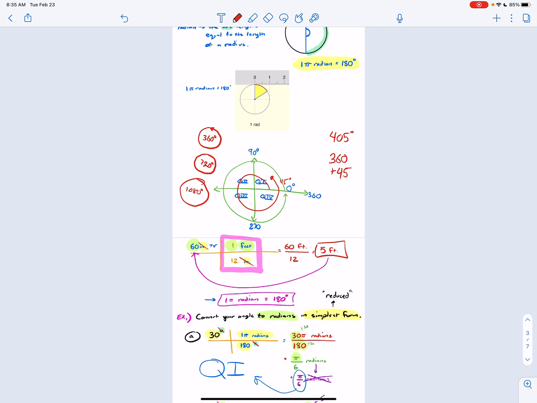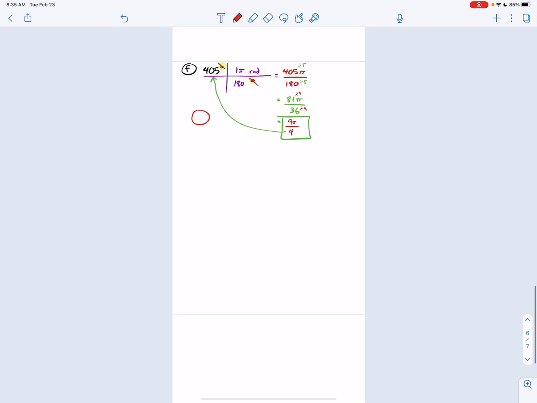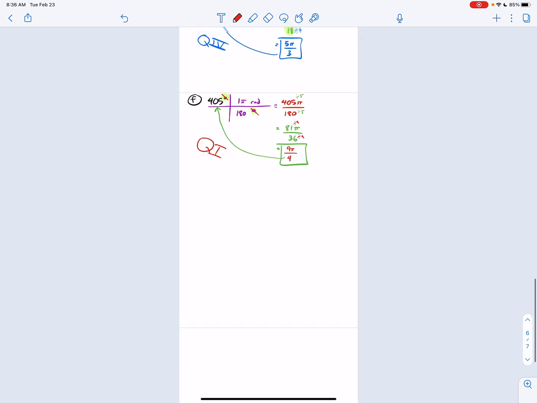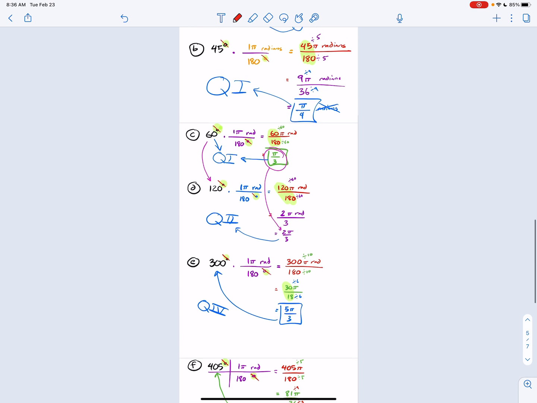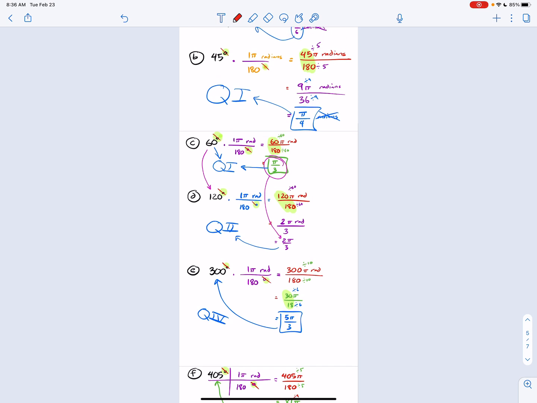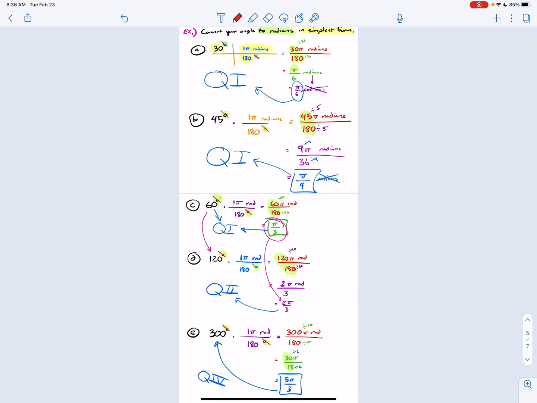Okay, so the big takeaway, the quadrants was not the big takeaway. Okay, that's just to revisit some things that we've seen before. Okay, the big takeaway is know how to convert, know how to reduce. Okay, take your time on the reducing. It's okay if you don't always find the GCF. You could just keep reducing by small numbers until you get to what you need.